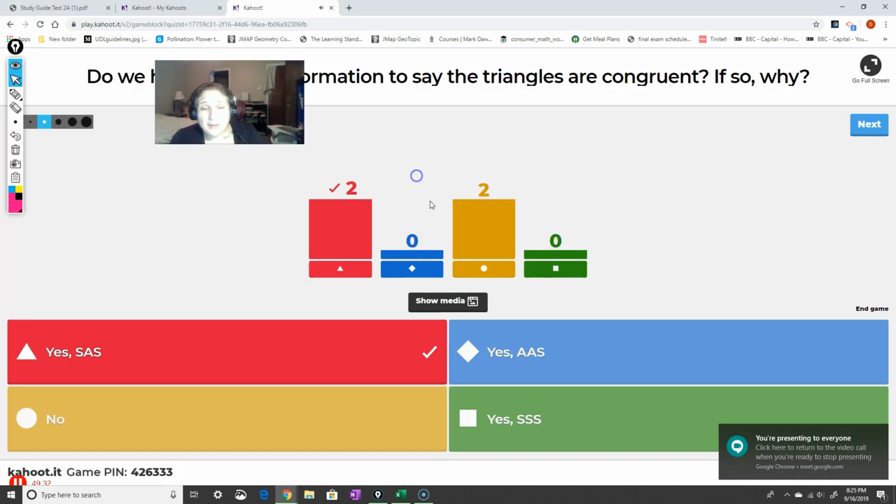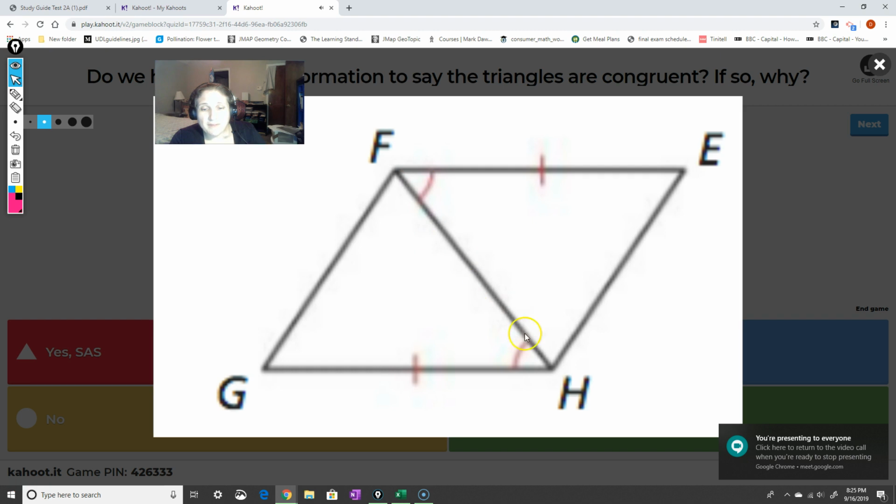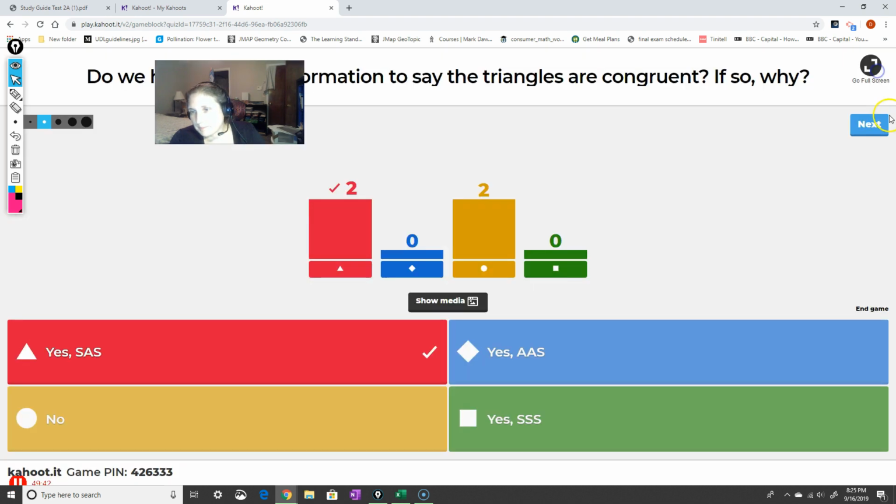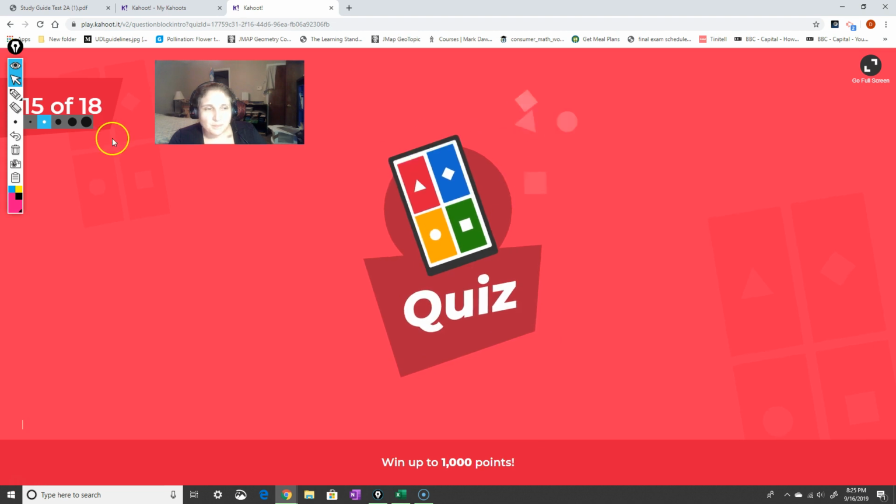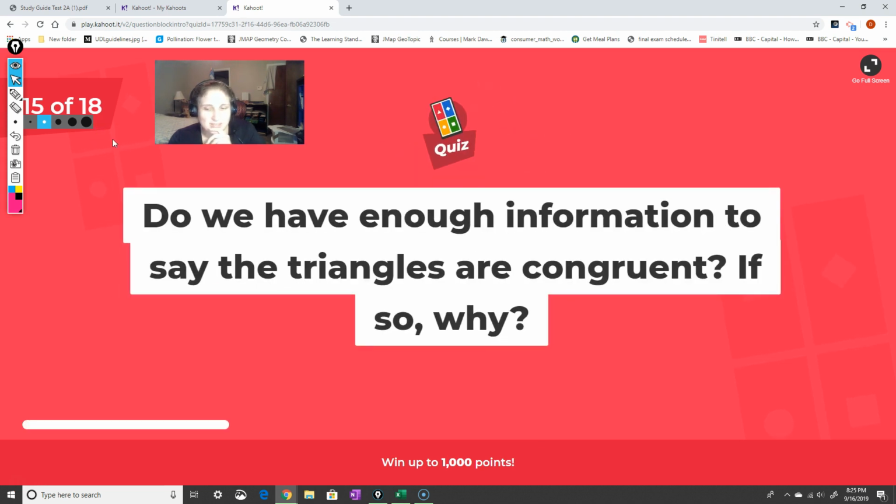Okay, better. Here we have our two angles, alternate interior angles. Here we have our sides. We've got side angle, and then we've got the reflexive property for the side right here. Four more questions.